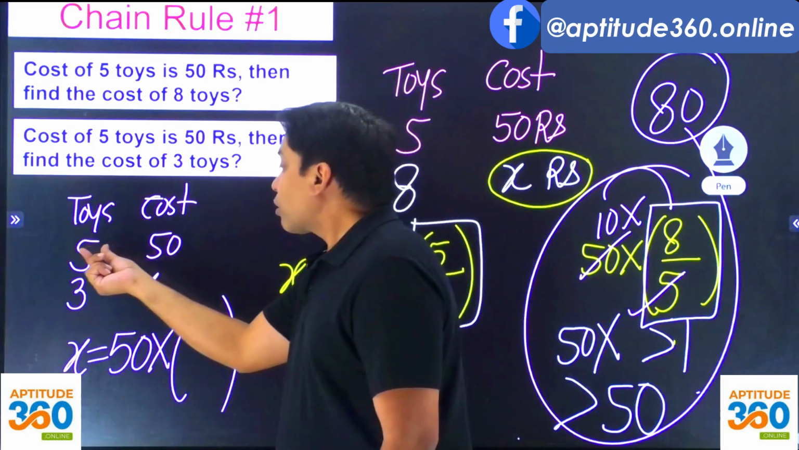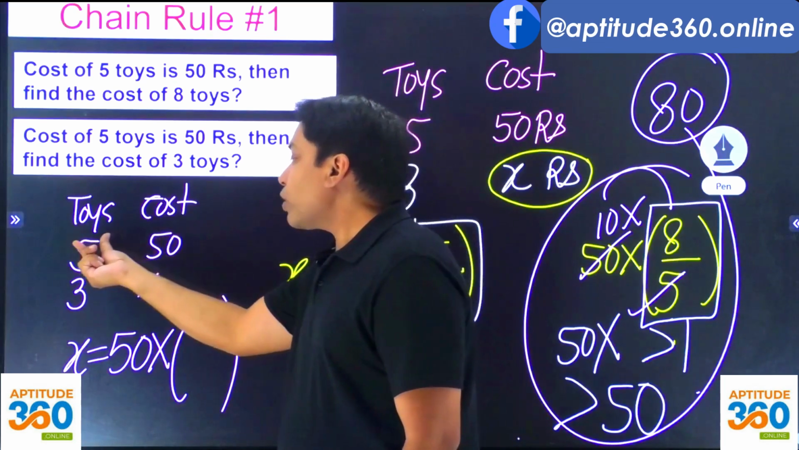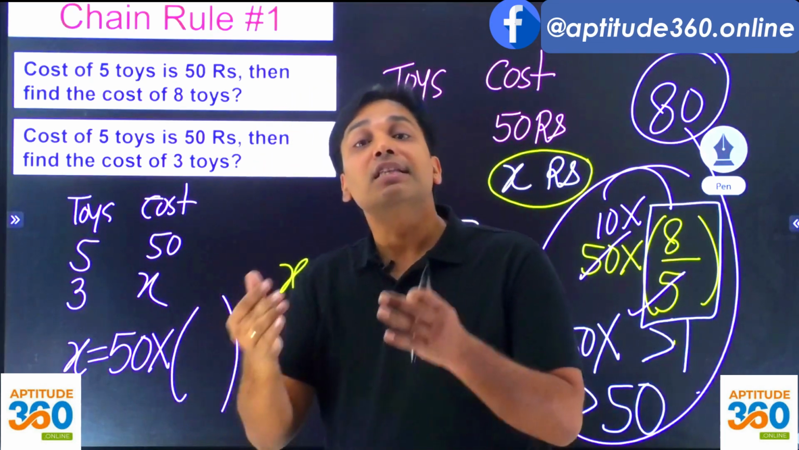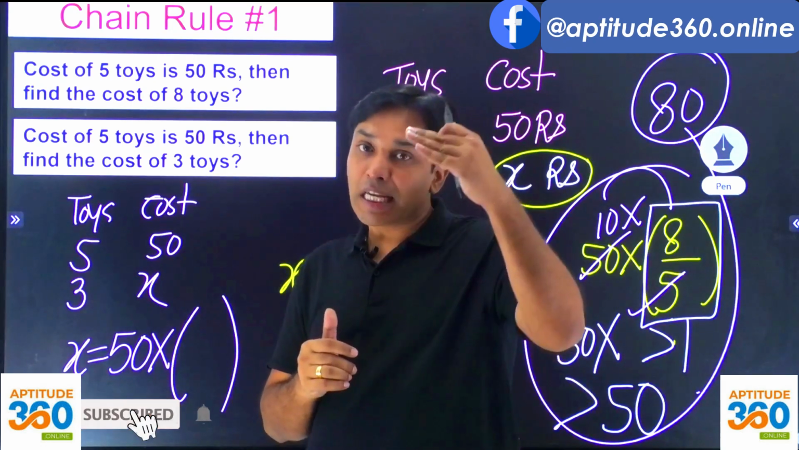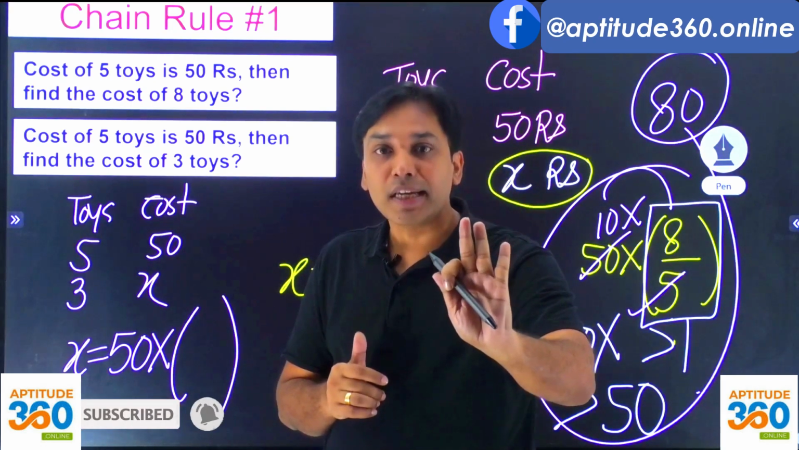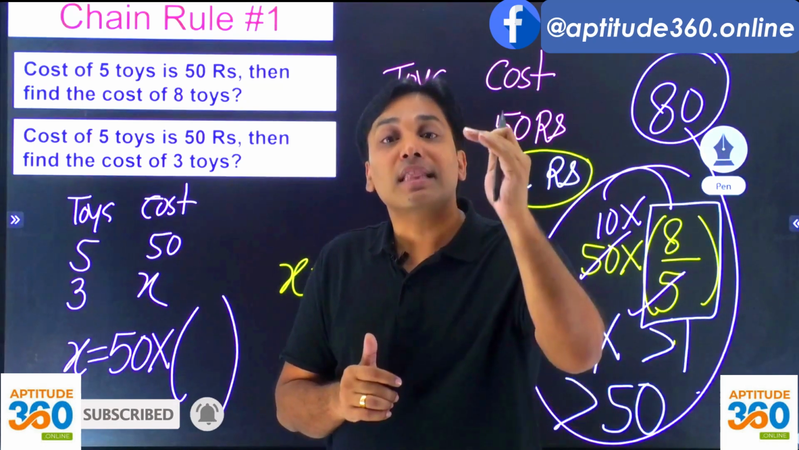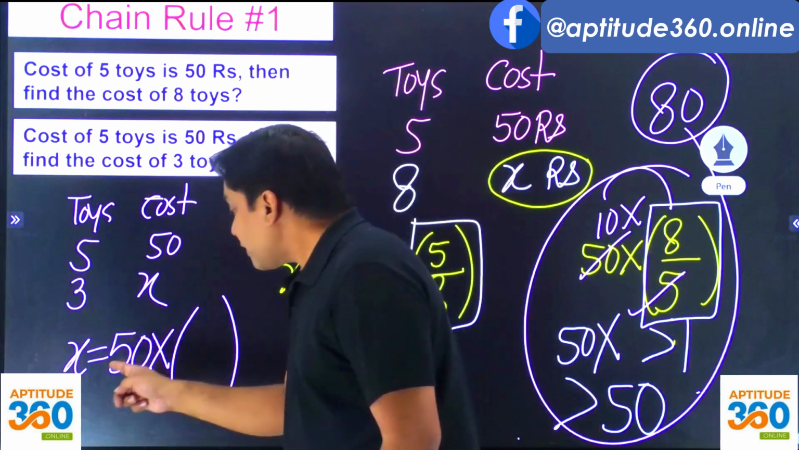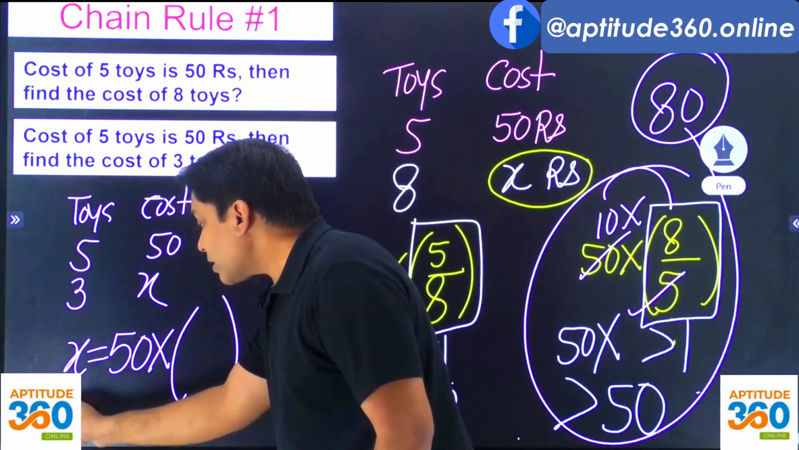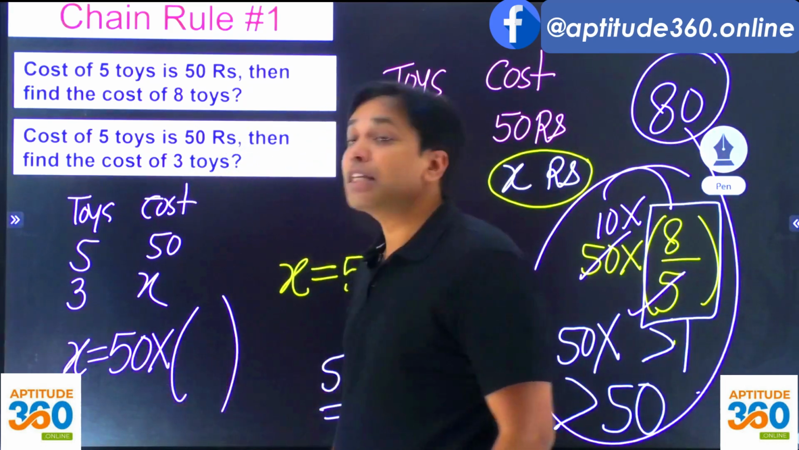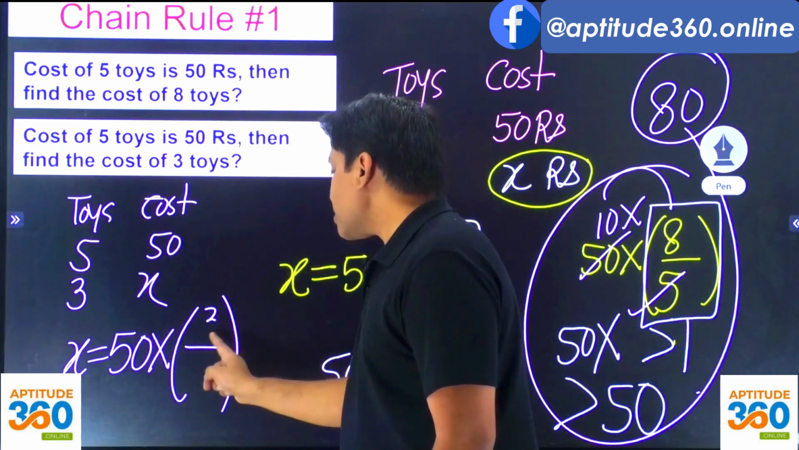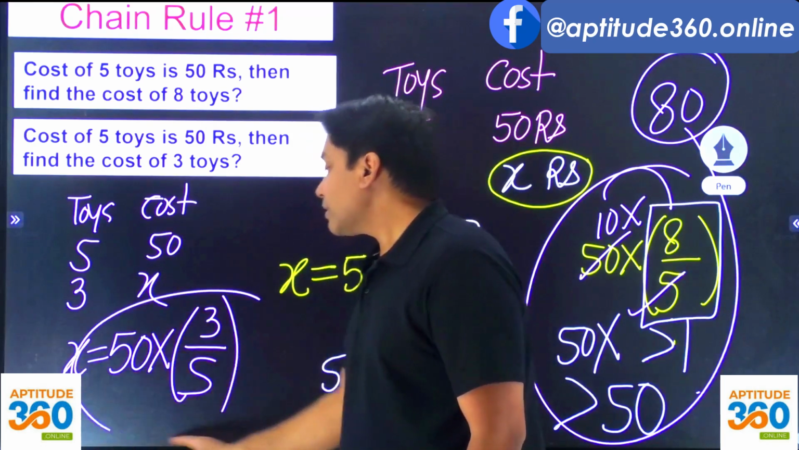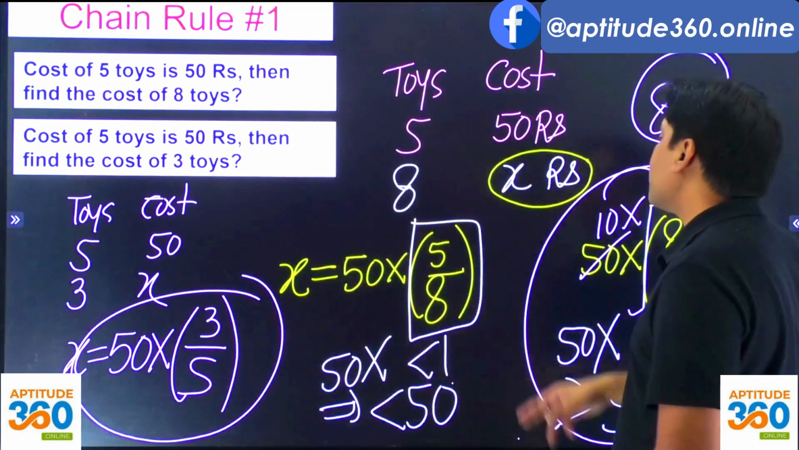Now cost of 5 is 50 rupees. So what is going to be cost of 3? Obviously the value will have to be less than 50. भाई 3 toys की जो cost बनेगी वो आपके हिसाब से तो 30 rupees बन रही है ना, but that 30 is less than 50. And if you want 30 as an answer out here, 50 will have to be multiplied with a fraction which is less than 1. This is 3 by 5, isn't it? So you have got 30 as an answer.